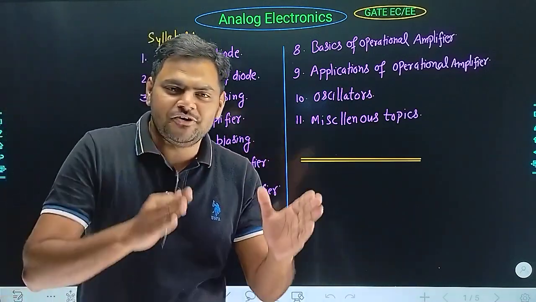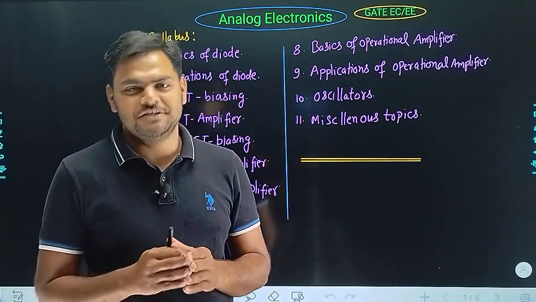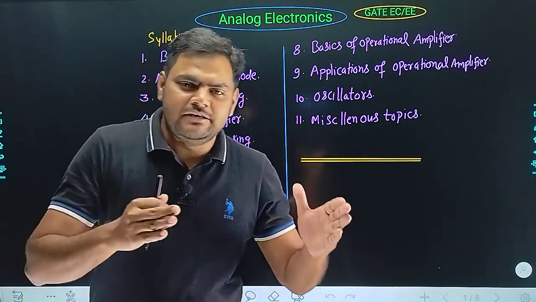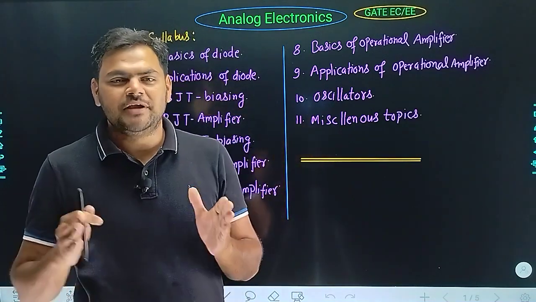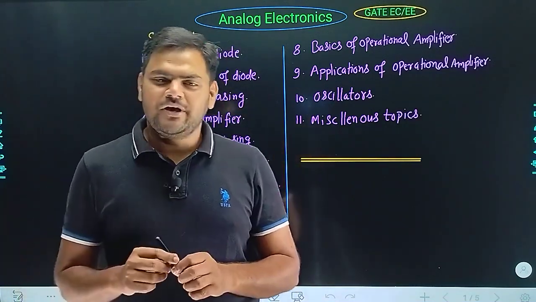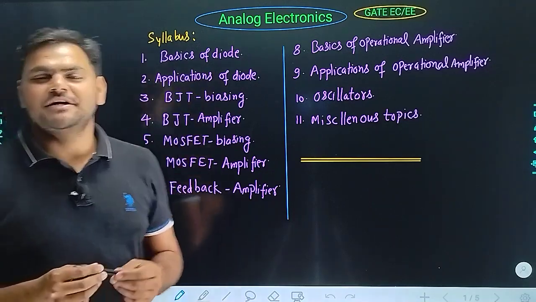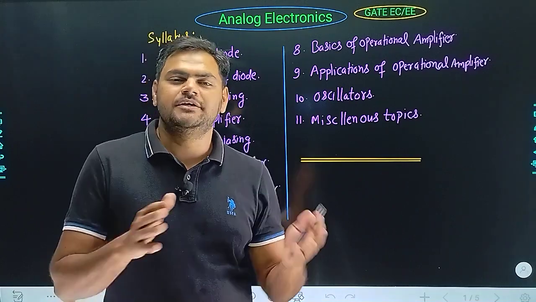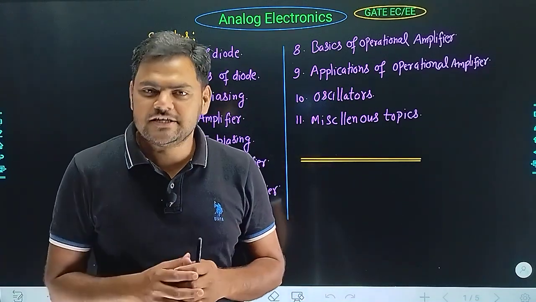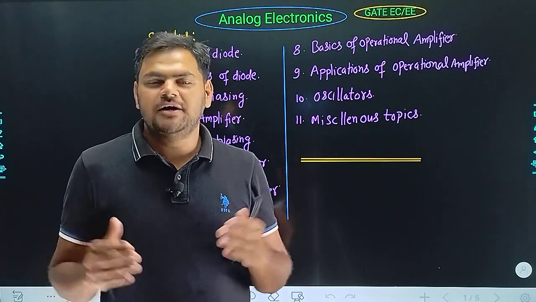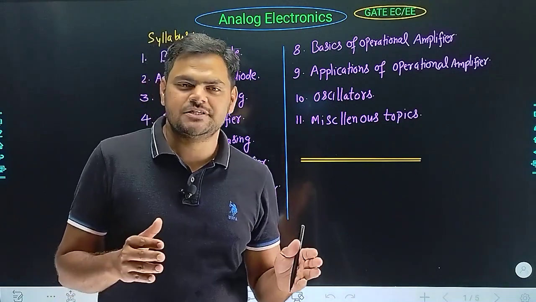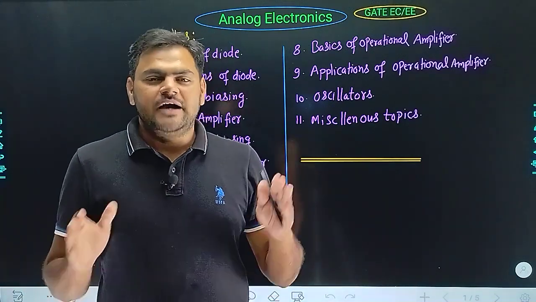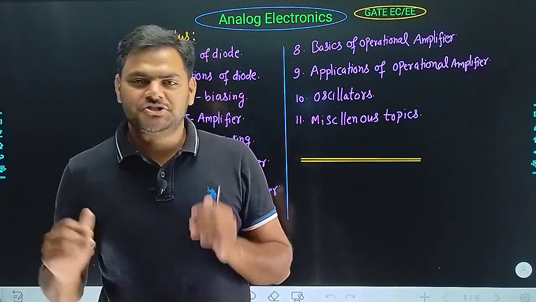First of all I'll start with the fundamentals of the BJT structure and briefly its working principle, and then we will switch to the main topic, that is BJT biasing. After that we'll talk about the BJT amplifier. In the BJT amplifier, for electrical engineering only medium frequency analysis is there, and for electronics, medium frequency analysis, high frequency analysis and low frequency analysis are there. So we will deal with it accordingly for the particular branch.